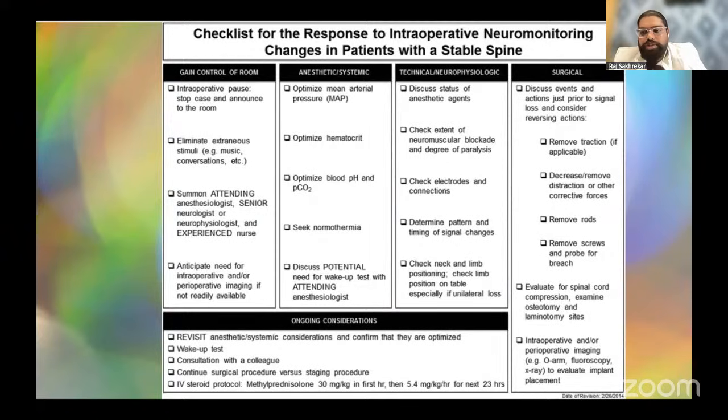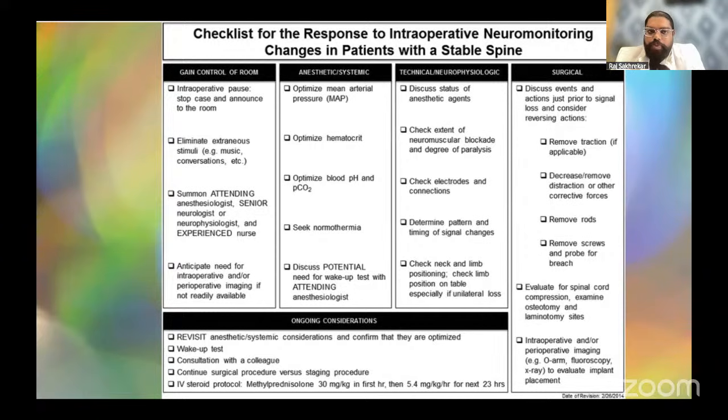If we have given traction, like sometimes in pediatric and adult cases, we put head traction and leg traction and weights. You need to remove that weight. That removes the stretch on the cord. That also helps in reducing the signal loss or reversing the signals.